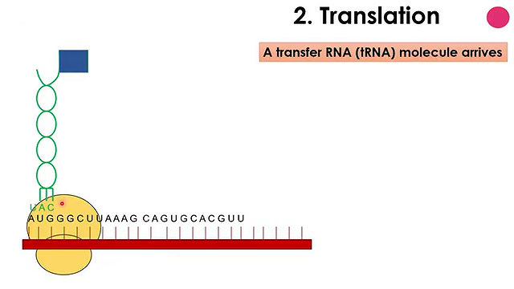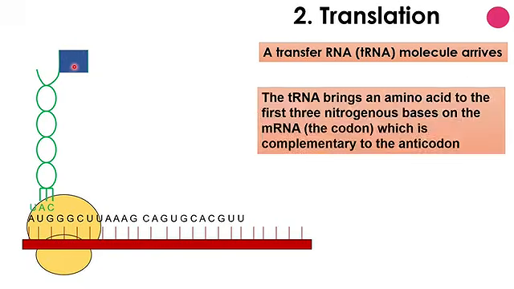So now we have to play the matchy-matchy game again, and these three, the anticodon, need to be complementary to the codon on the mRNA. So if you read here, the mRNA codon reads AUG, so the complementary tRNA anticodon will then read UAC. Right, and that then brings a very specific amino acid to the ribosome. Okay, so this transfer RNA brings in an amino acid, and it will match up to the codon, which will be complementary to the anticodon.